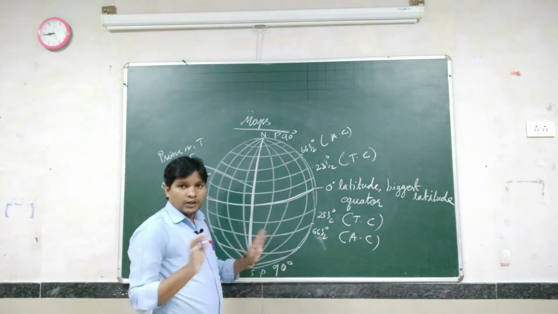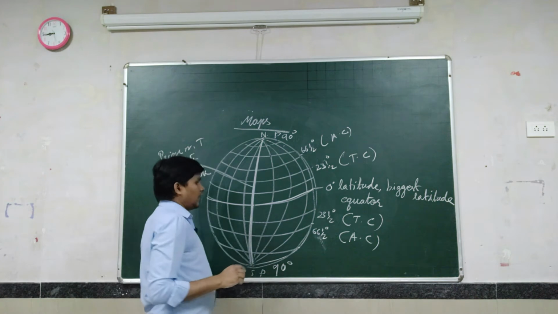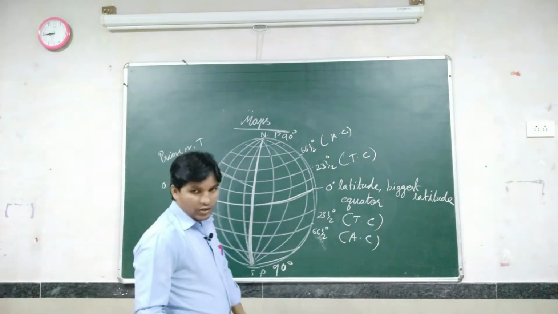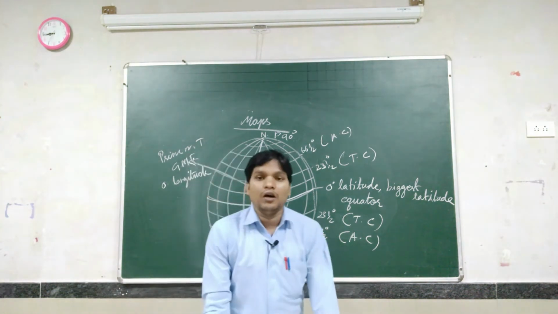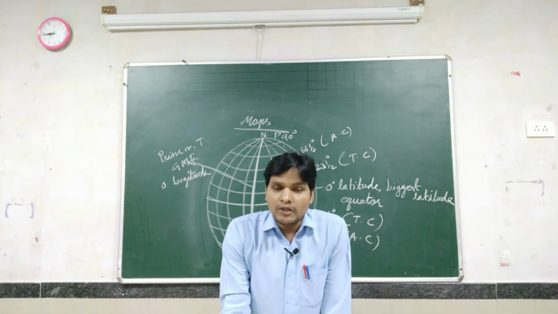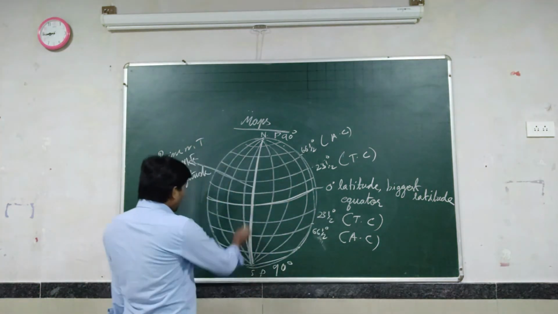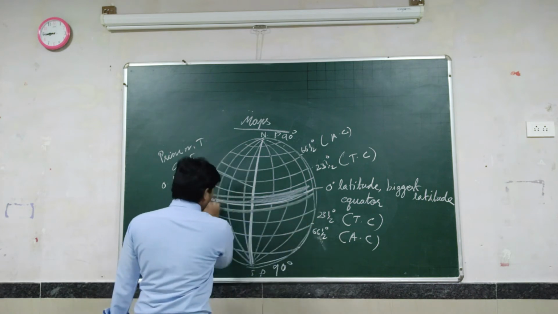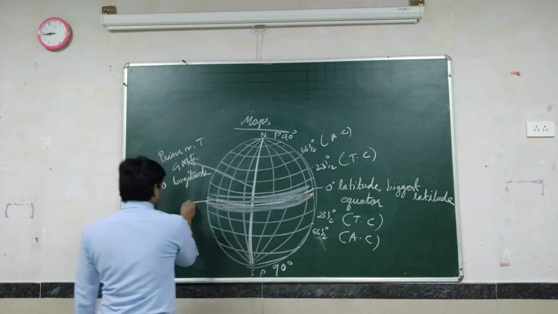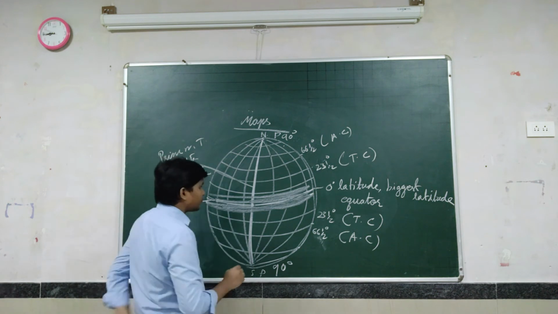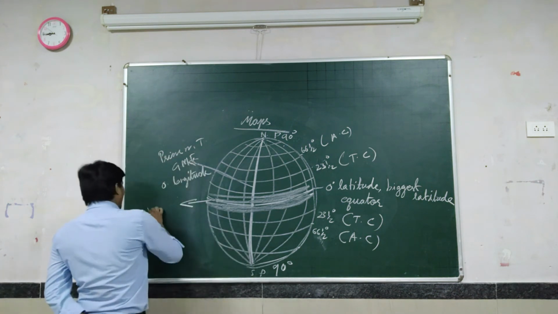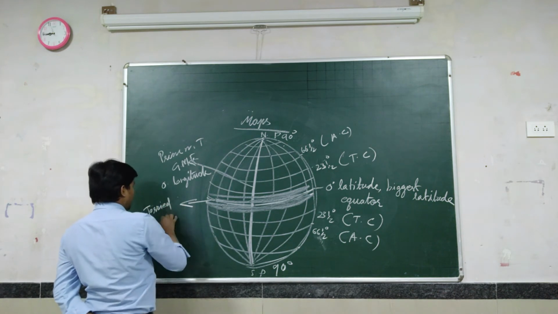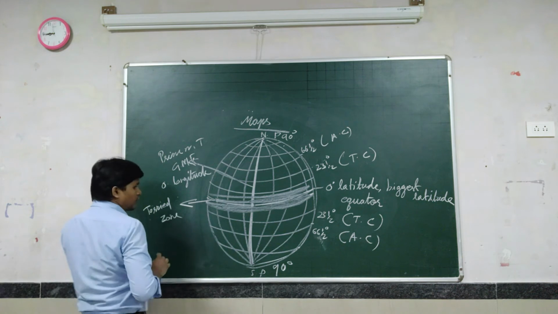Okay, clear? Now we are going to discuss zones, I mean temperatures, in which place what type of temperature occurs. Regarding that we are going to discuss now. First, just see, the equator, both sides of the equator, this is called the torrid zone. T-O-R-R-I-D, torrid zone.